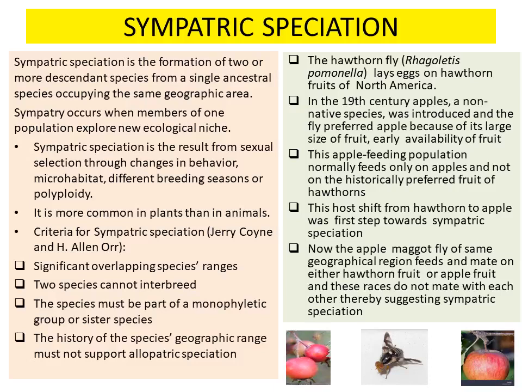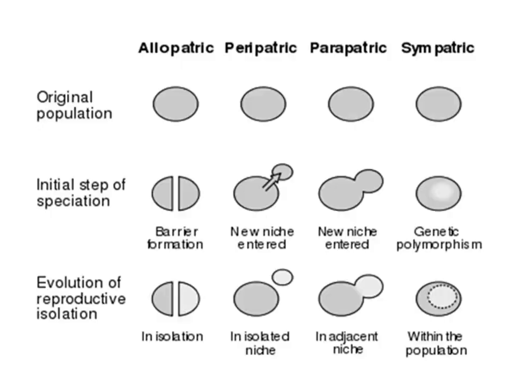And there is a host shift from hawthorn to apple, which is the initial step towards sympatric speciation. Now the apple maggot fly of the same geographical region feeds and mates on either the hawthorn fruit or the apple fruit. They do not mate with each other, and as a result, this gives a good example of sympatric speciation. So here we are having all the three.